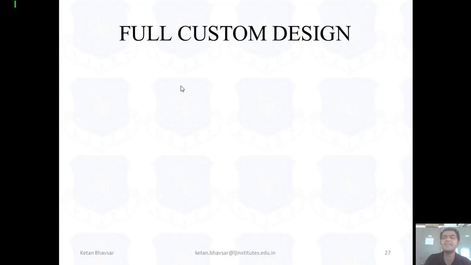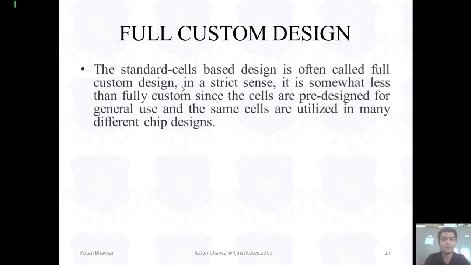It's a full custom design style. At the start of this chapter, we already studied this part, the full custom and standard cell. In standard cell, we use ready-made headers, but when we are dealing with the full custom design style, we have to design each and every component step by step, manually. You cannot use ready-made headers and libraries. So the standard cell based design is often called full custom design.